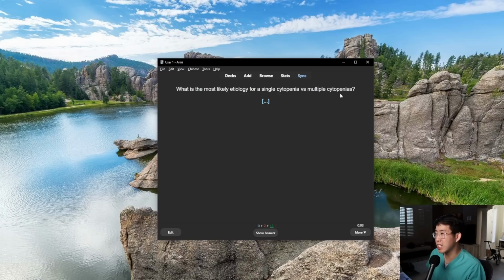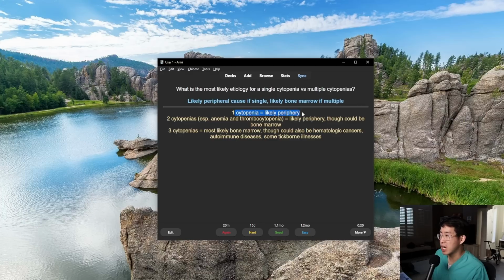What is the most likely etiology for a single cytopenia versus multiple cytopenias? When you have a single cytopenia, you have to think of a peripheral process that's affecting the patient. The more cytopenias that you add on, the more you have to think about a central process in the bone marrow itself. So if you have one cytopenia, it's likely periphery. 2 cytopenias is likely periphery, but could be the bone marrow. And 3 cytopenias, most likely is going to be the bone marrow. Could be hematologic cancers, autoimmune diseases, and some tick-borne illnesses as well.